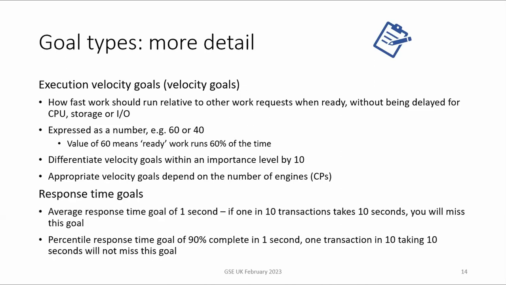Response time goals, again, an average of response time, and this just lays out the example that I talked through. If you have an average response time goal of 1 second, and one of them takes 10 seconds, you'll miss the goal. And the percentile allows you to have outliers and not miss a goal. And that's important because you don't want WLM trying to adjust work if there's 1 or 2 outliers.